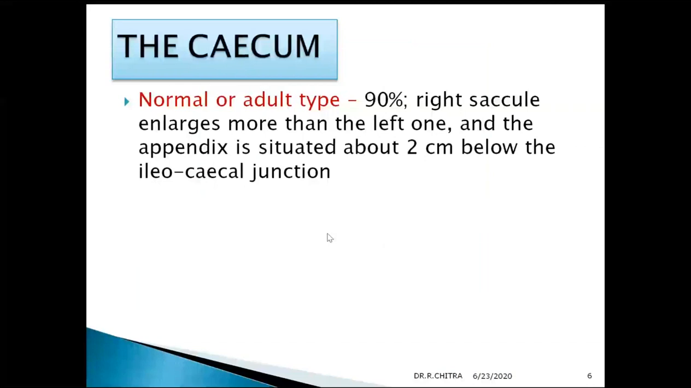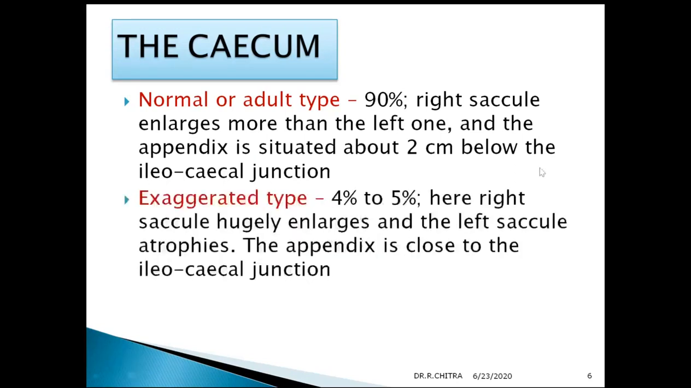So the normal or the adult type, 90%. Right saccule is enlarged than the left one. Appendix is situated, this is the normal situation of the appendix, 2 centimeter below the ileocecal junction. That is the situation of the base of the appendix. This is the normal situation of the appendix.